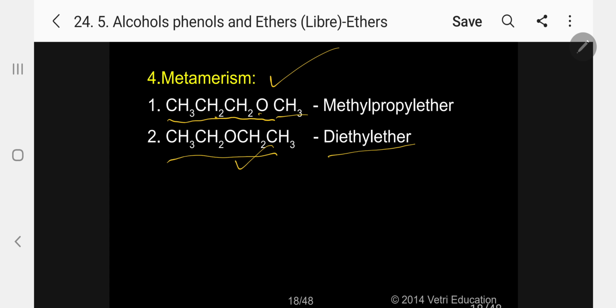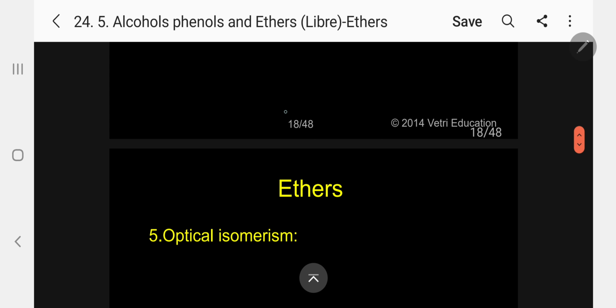So let me define metamerism. Compounds having the same molecular formula but different arrangement of carbon atoms on either side of the functional group are called metamers. And the phenomenon exhibited by these metamers is called metamerism. Please follow. So this example does not come under positional, it is only metamerism.